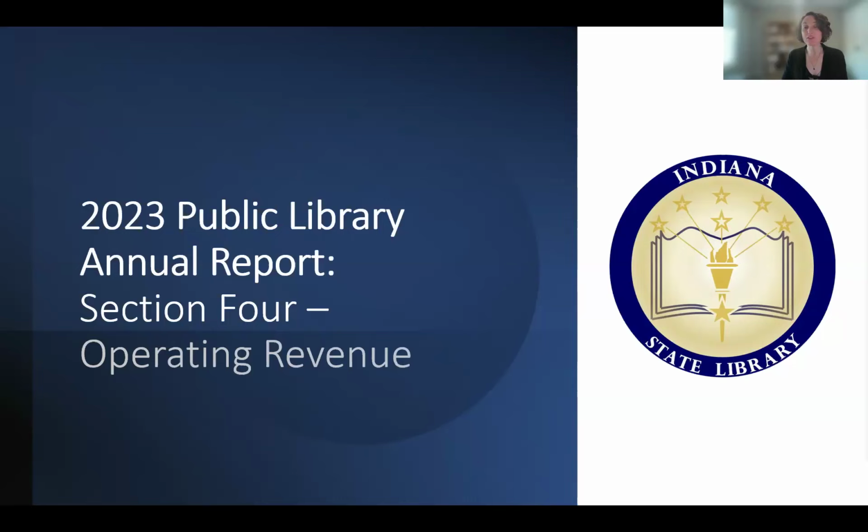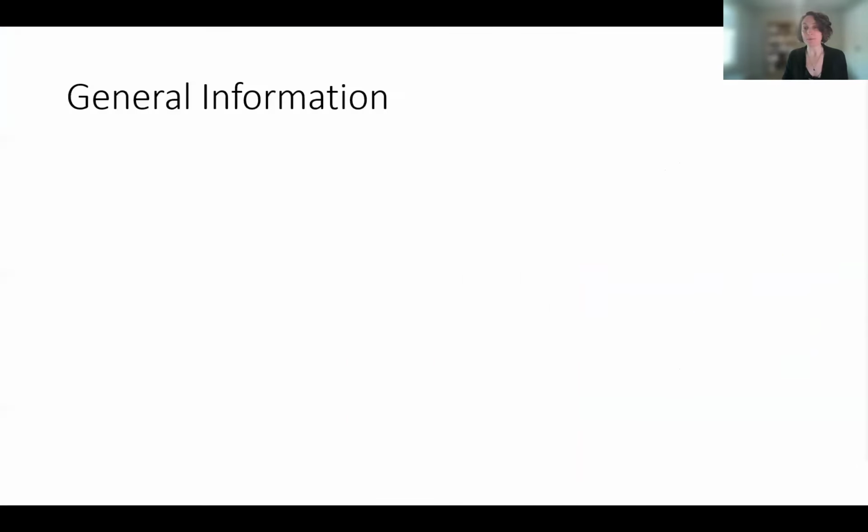One of my jobs there is to oversee the Indiana Public Library Annual Report. In this brief tutorial, we'll take a look at Section 4 of that report, Operating Revenue. This section helps our library and IMLS track the financial health of libraries over time, as well as showing where library funds are coming from.